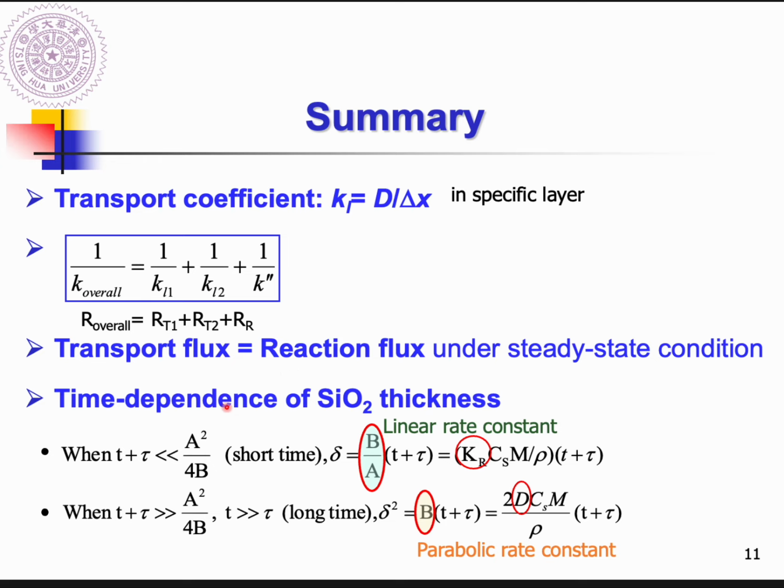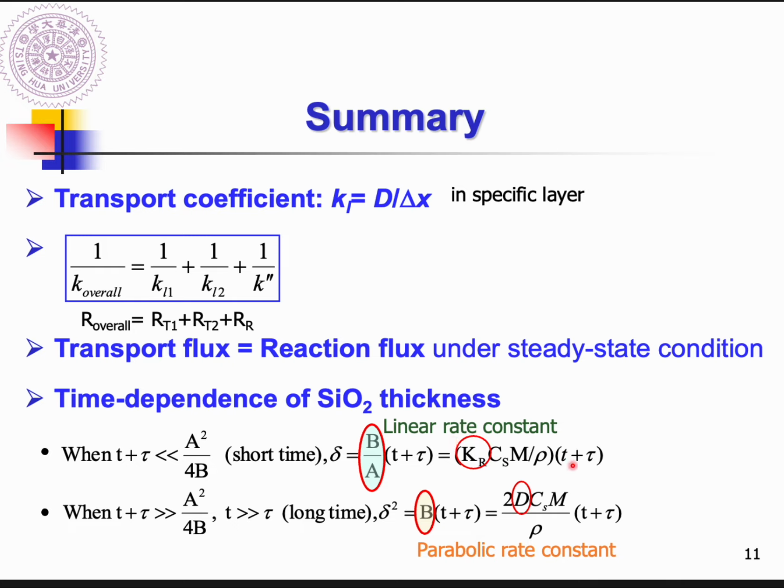And regarding the time dependence of silicon dioxide thickness, in the example we just showed, for a short reaction time, and how short it is you need to satisfy these criteria, we find the thickness of the silicon dioxide layer is proportional to the rate constant Kr. And for the longer reaction time, which satisfies these criteria, we find that delta squared is proportional to the diffusivity.